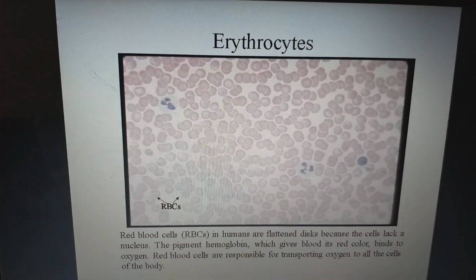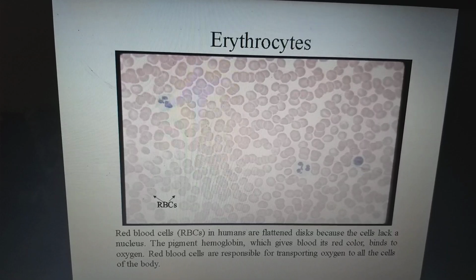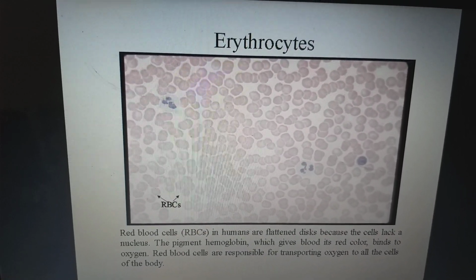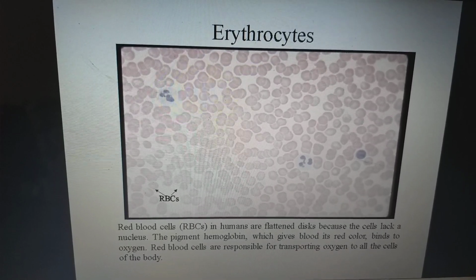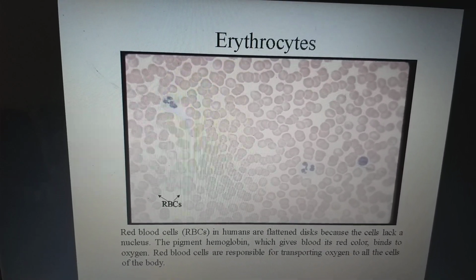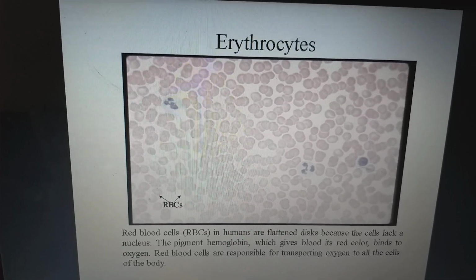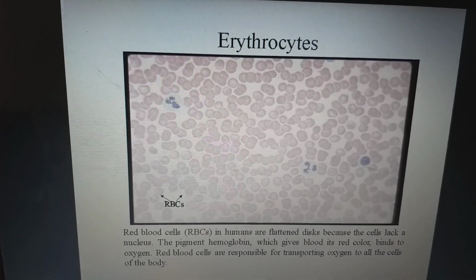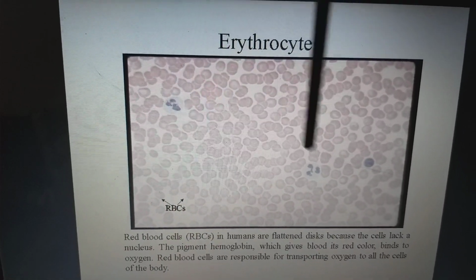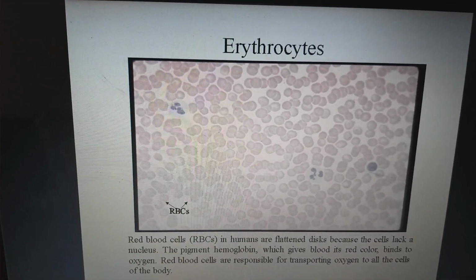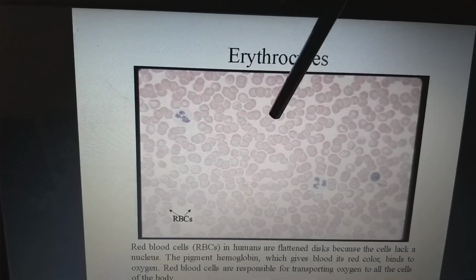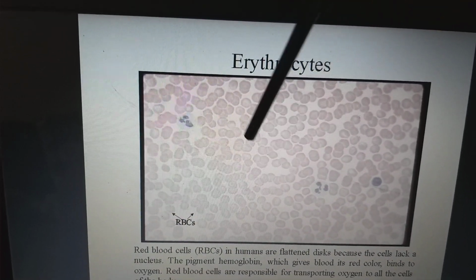And first, erythrocytes, RBC. RBCs in humans are flattened discs because the cells lack a nucleus. The pigment hemoglobin, which gives the blood its red color, binds to oxygen. So the RBCs are responsible for transporting oxygen to all the cells of the body. So these are the RBCs in this picture. And these are WBCs. It has the nucleus, right? In the remaining cells, we don't have the nucleus and they are flat in shape.